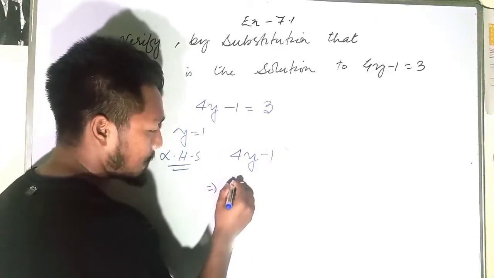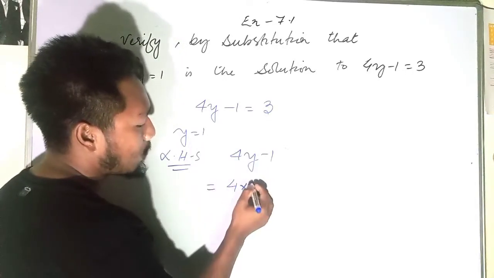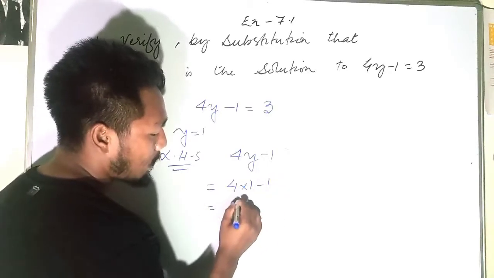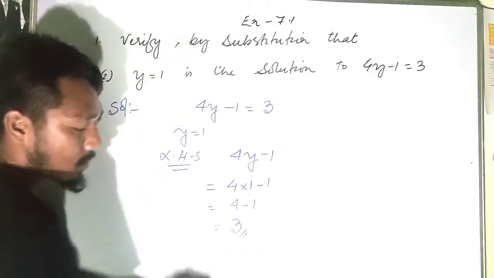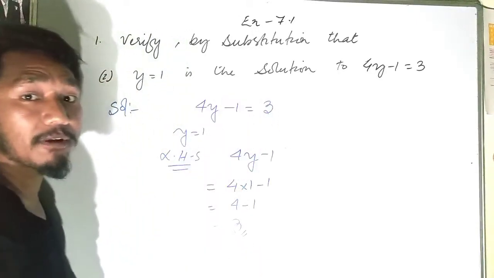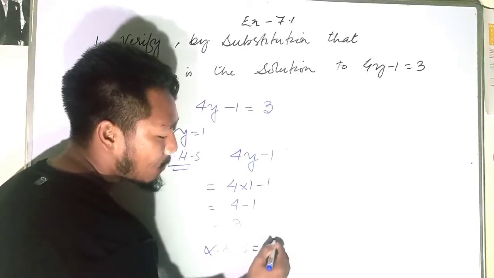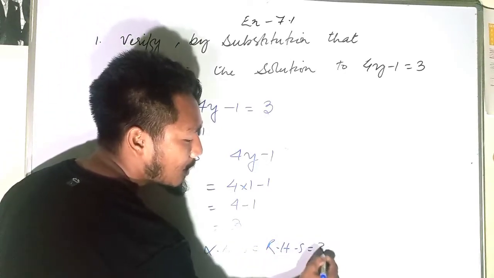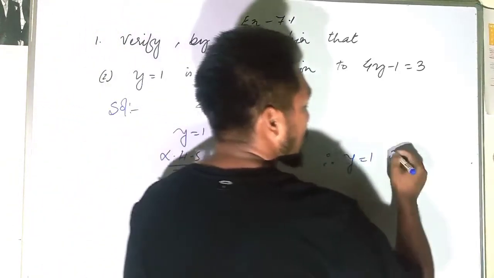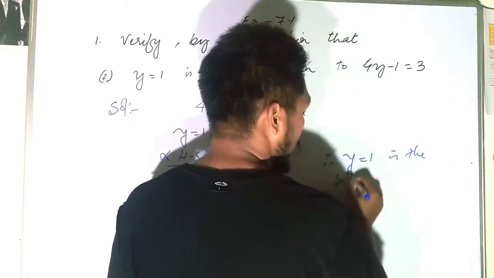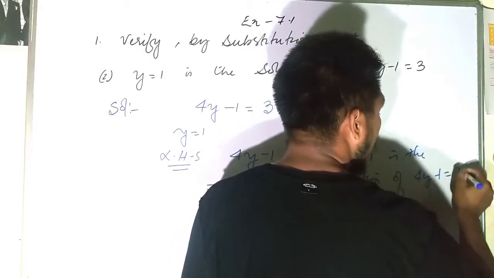Then it is equal to, in place of y I am writing 1: 4 ones are 4, minus 1. 4 minus 1 is how much? 3. So this 3 is exactly equal to the right hand side, are they equal or not? Yes, they are equal to each other. That means the left hand side is exactly equal to the right hand side, that is 3. Therefore y is equal to 1 is the solution of 4y minus 1 is equal to 3.